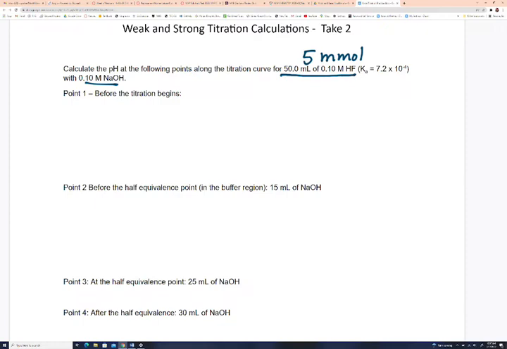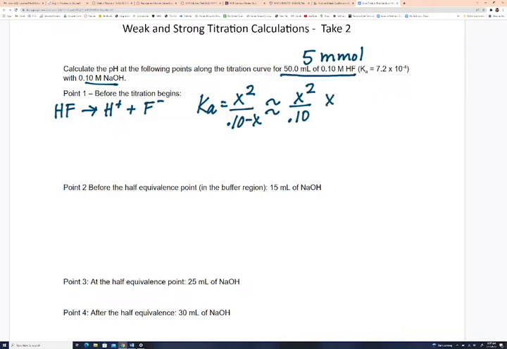So before the titration begins, it's our standard thing. Remember, we have our RICE table. If we were doing it that way, although we at this point are pretty good at saying that Ka is going to be equal to x squared over 0.1 minus x. We're going to say neglect, so that's approximately equal to x squared over 0.1. So when we solve for x, which is equivalent to our hydrogen concentration, we get 0.0085 when we plug in that value of 7.2 times 10 to the negative 4 right there.